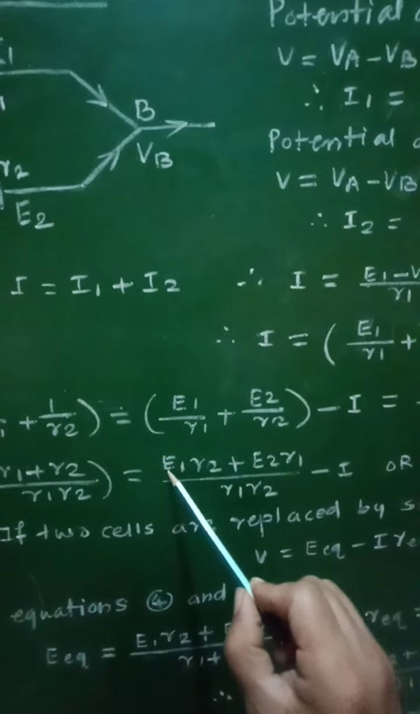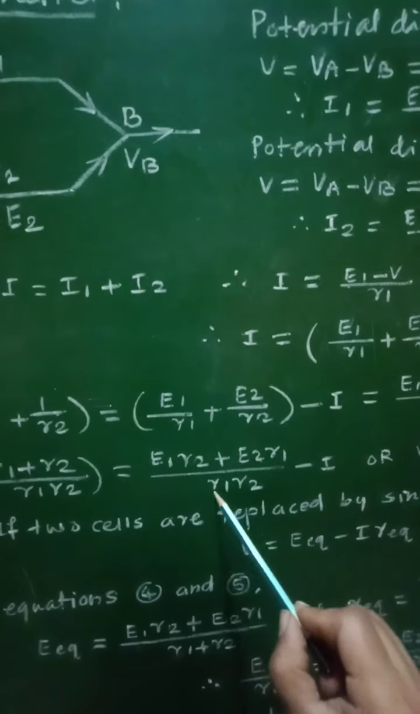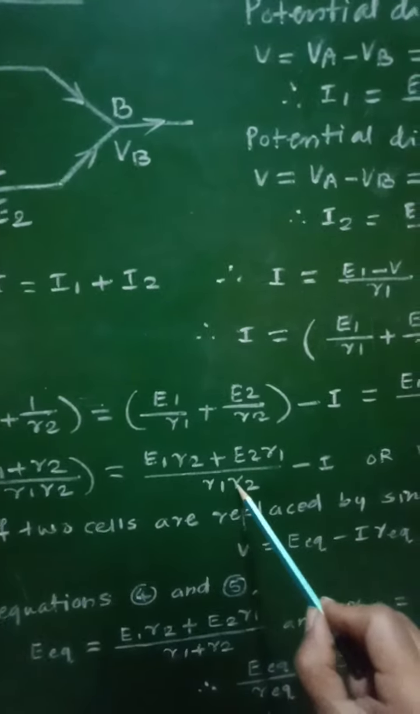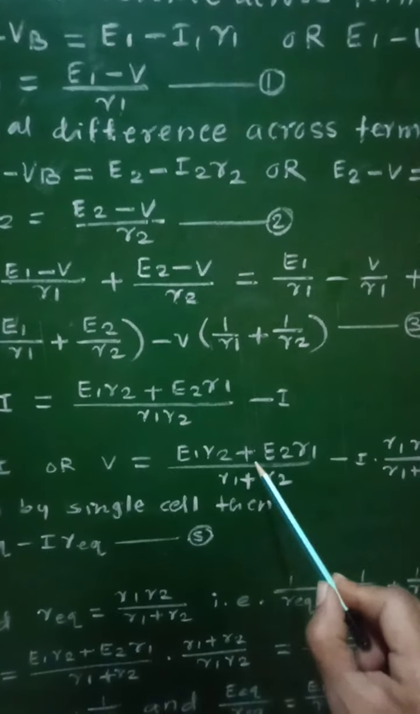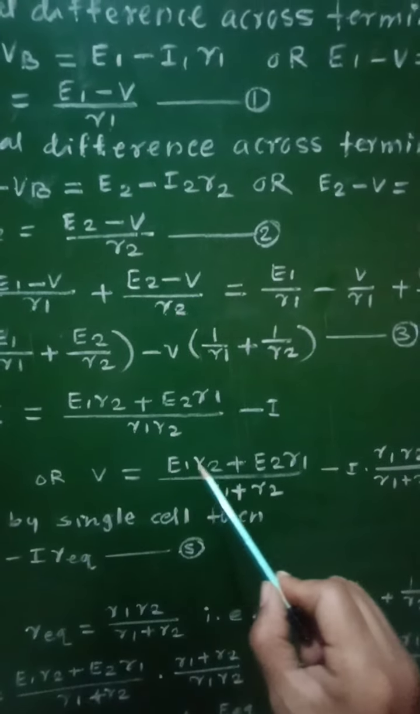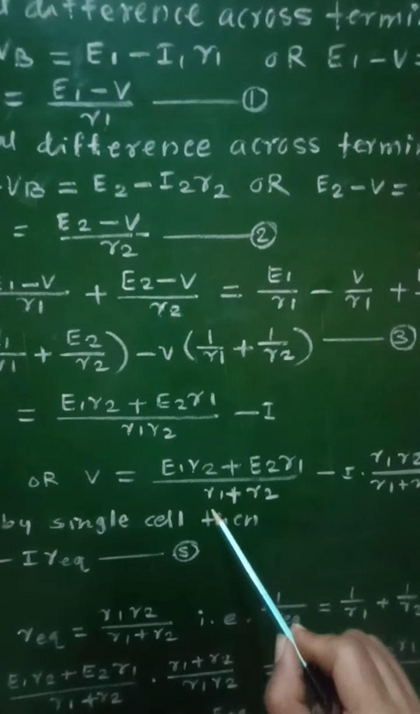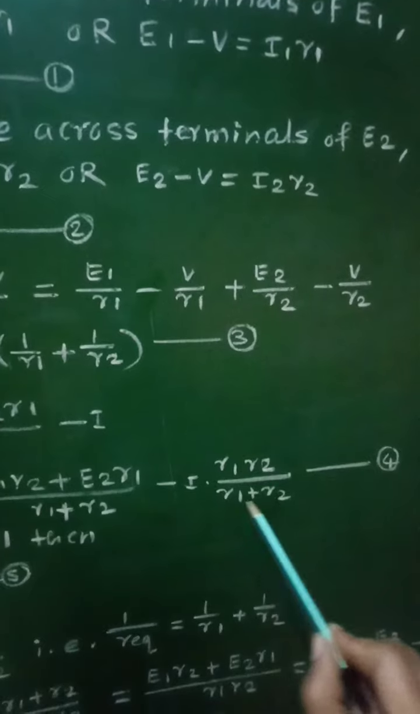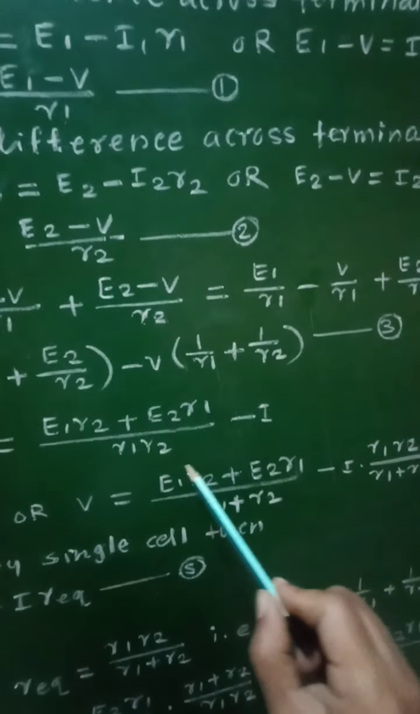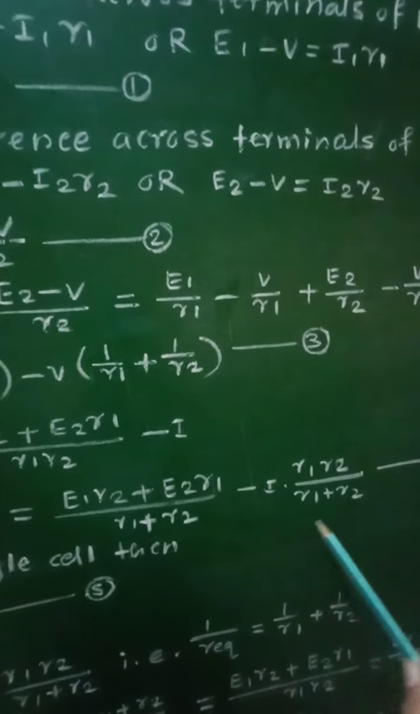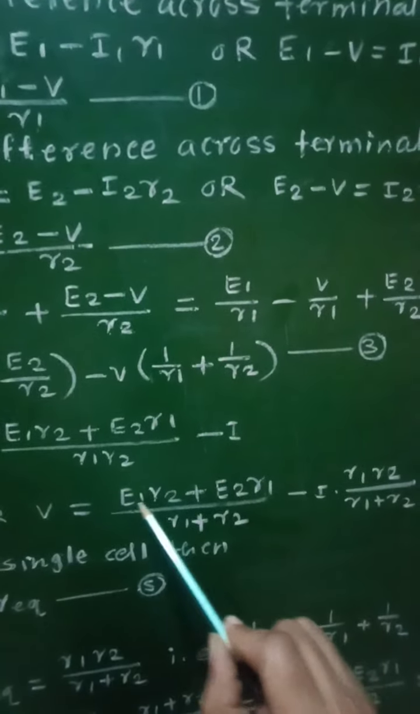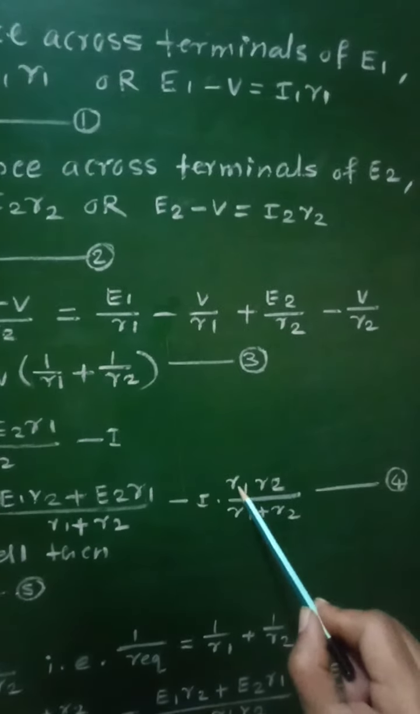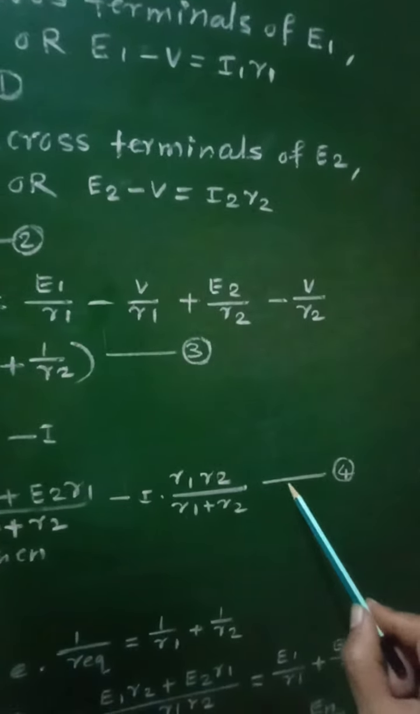So for this we will get E1 R2 plus E2 R1 upon R1 R2 into R1 R2 upon R1 plus R2. R1 R2 will get cancelled, and so we will get E1 R2 plus E2 R1 upon R1 plus R2 minus I into R1 R2 upon R1 plus R2. This term will again represent the potential, that is phi equal to E1 R2 plus E2 R1 upon R1 plus R2 minus I into R1 R2 upon R1 plus R2, equation number 4.